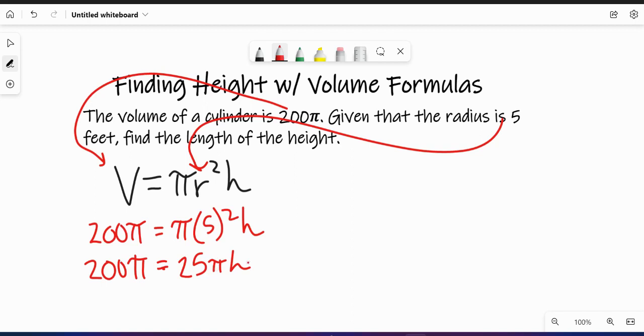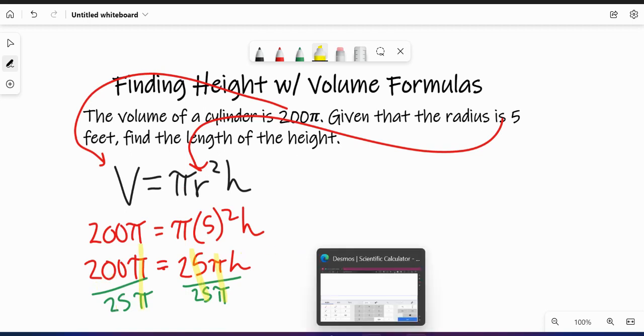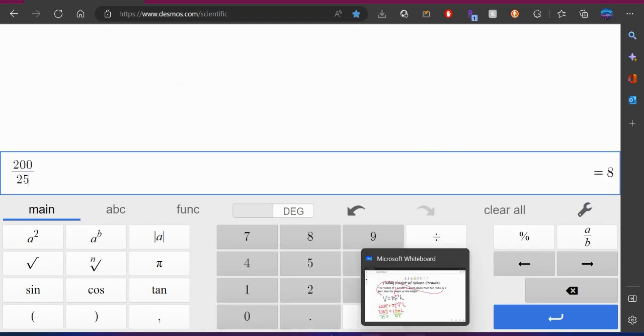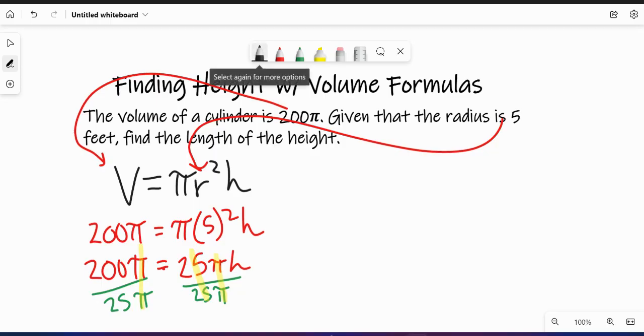In order to get h by itself, look at all this operation: 25 times pi times h. The opposite operation of multiplying is dividing, so I just divide both sides by 25 pi. Now look at this: the pi's will cancel, and then all I have to do to figure out the height is 200 divided by 25. So use my calculator, or if you do it in your head, even better. It is 8. So my height in this case is 8 feet.